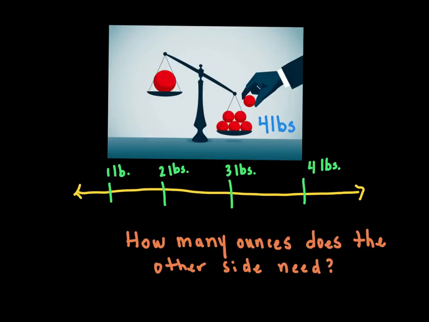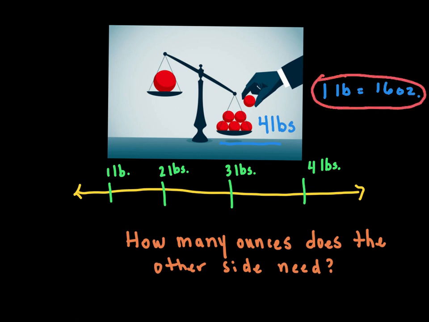Now if we look at this number line, we have 1 pound, 2 pounds, 3 pounds, 4 pounds. And then we have this picture. How many ounces does the other side need? So if one side here has 4 pounds, how many does the other side need to have? If we remember our conversion, 1 pound is equal to 16 ounces. That's the conversion that we need to remember. This is the conversion that you always have to remember.